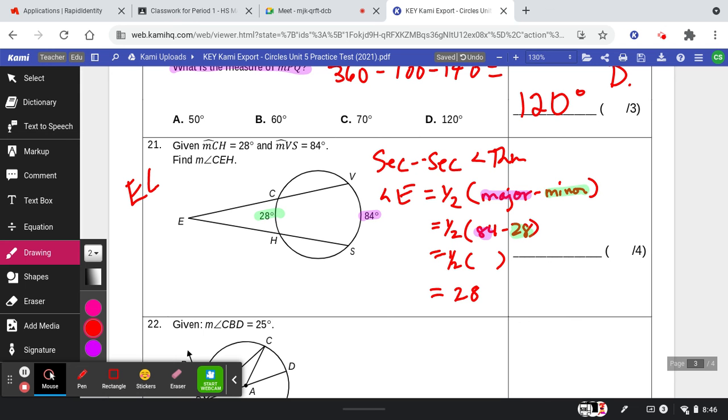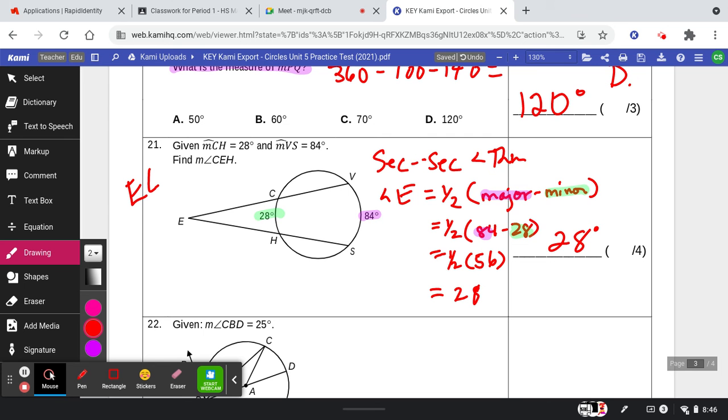The whole thing? So 28 times 2, is it 56? Can someone confirm that? Yes? I'm trusting your guys' calculator skills. Am I right to trust that, Lucas? I think so. And then what is that, guys? That is degrees, because it's the measure of an angle.